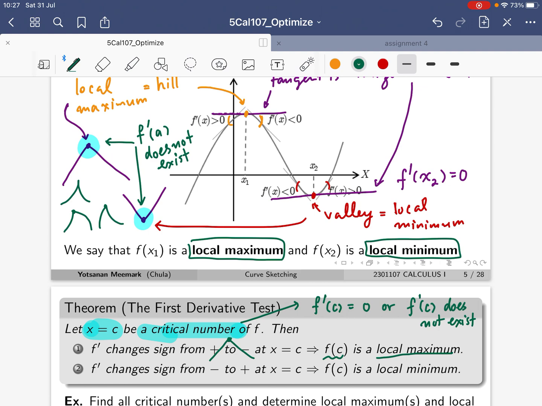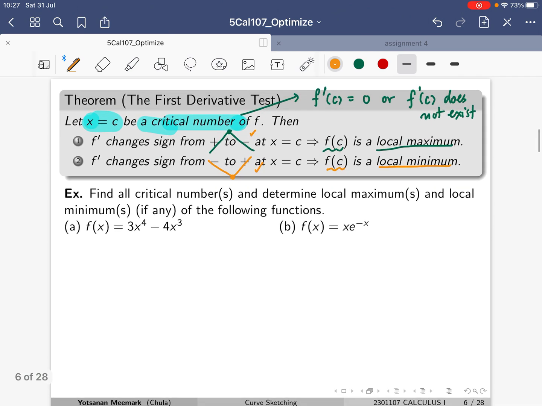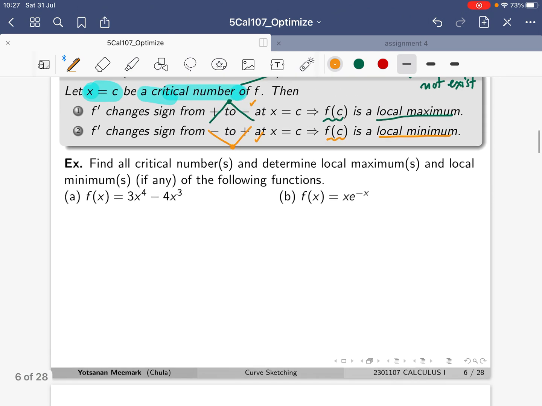And if your f prime changes from negative to positive, so it goes like a valley like that, it means that your f at c attains a local minimum. So you usually draw a tangent line like that just to remind yourself what it corresponds to at that point. All right, so let's take a look at this one.